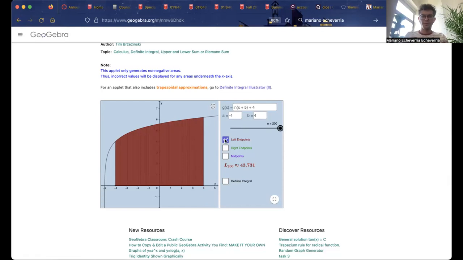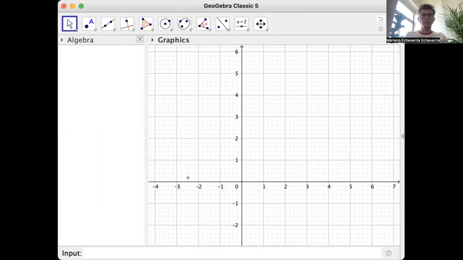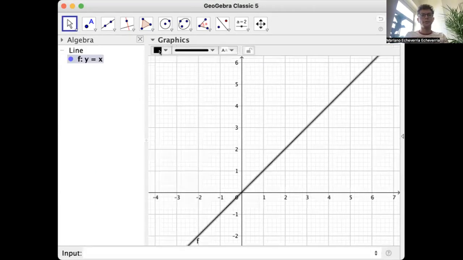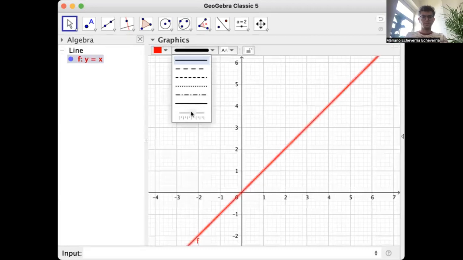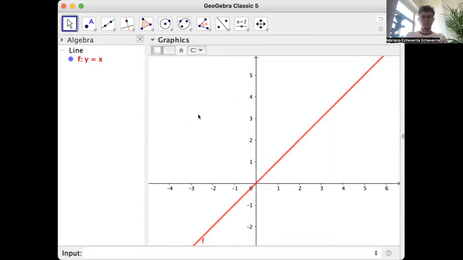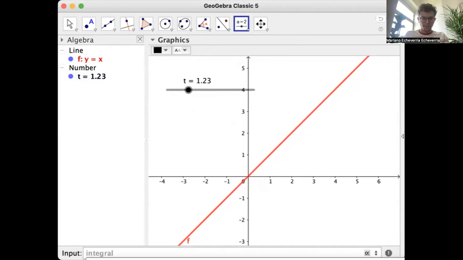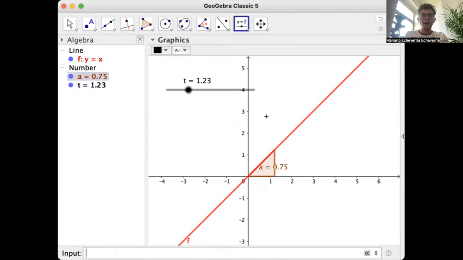Let me see if I can go to GeoGebra. Okay, so let's say I give you a curve or a function like y equals x. Okay, integral x.